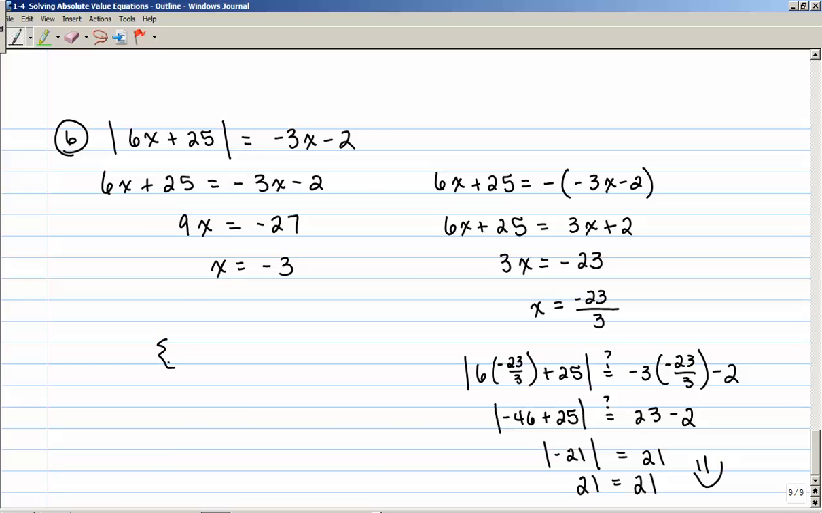So I have two solutions to this one. Negative 3, and here's where sometimes people get confused. They might want to put this 21 as the answer. This was actually my answer up here, negative 23 over 3. Okay, and a lot of this here with the fractions can be done in your calculator, and we can go over that in class.